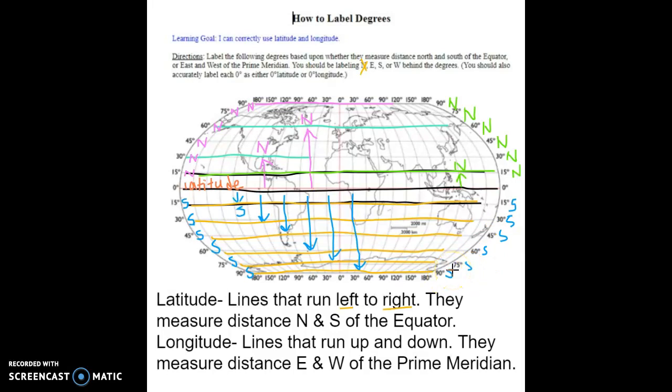Now we are done labeling our latitude lines. It's also helpful to remember that latitude lines measure distance north and south, so latitude lines should only have north or south behind them.